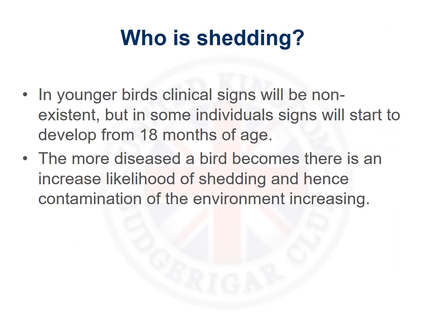So in young birds, you won't get clinical signs. You might get it from 18 months of age onwards, but you won't see it in the babies. But the more diseased you are, the greater the risk of you shedding, the greater the risk of you contaminating the environment and infecting more individuals with heavier burdens.